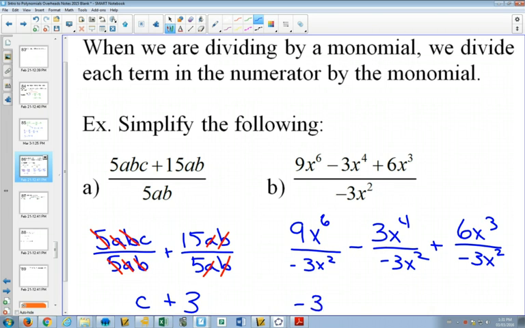What happens if you have x to the 6, which means repeated multiplication, x times x times x times x times x times x, divided by x squared? You're going to be left with x to the 4. Does that answer your question from before, Abe?